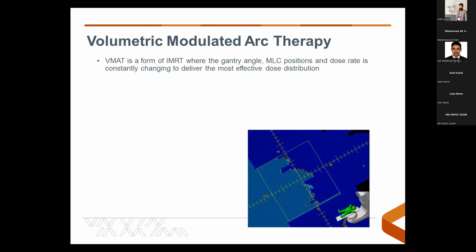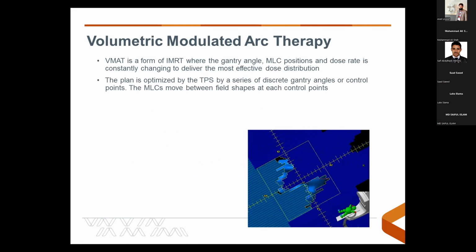Volumetric modulated arc therapy, or VMAT. It's a form of IMRT where the gantry angle, the MLC positions, and the dose rate are constantly changing to deliver the most effective dose distribution to the patient. So this is an example of a VMAT field I have here from the Eclipse treatment planning system. So you see the gantry is moving, and you have all the MLCs moving around the PTV in order to deliver that dose distribution.